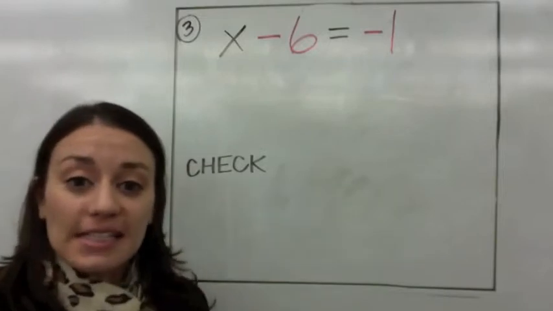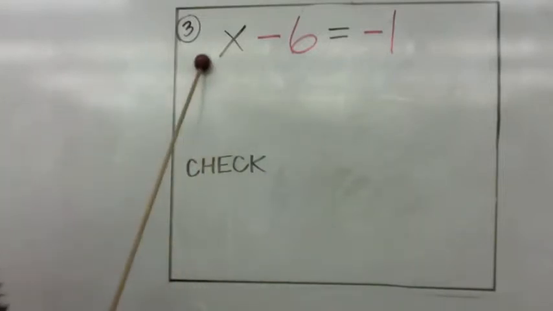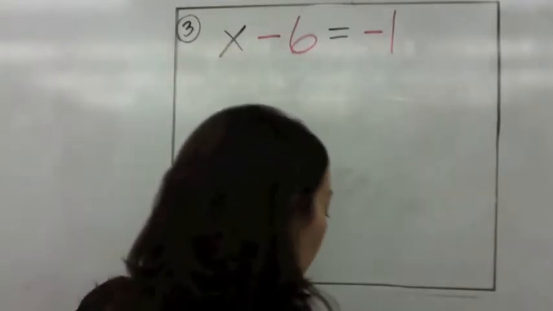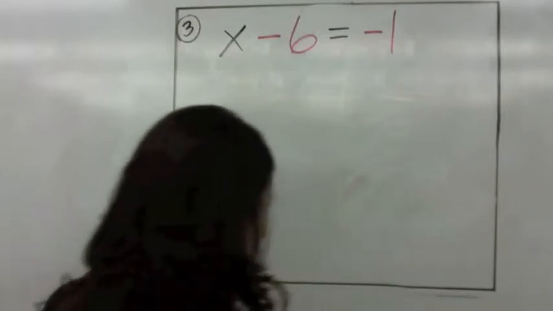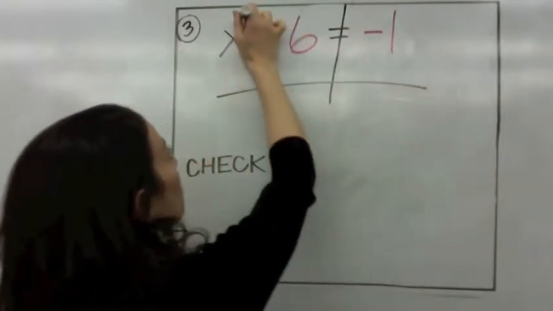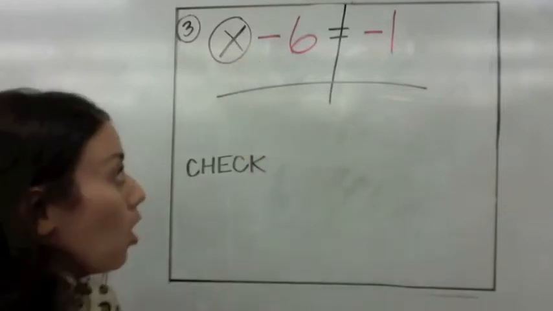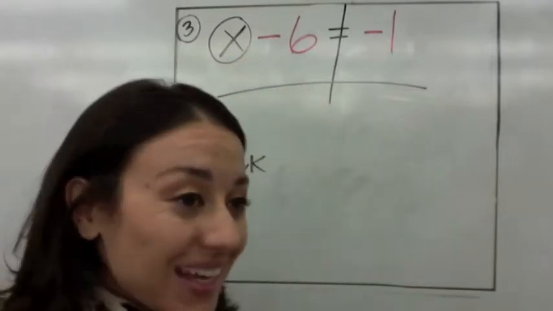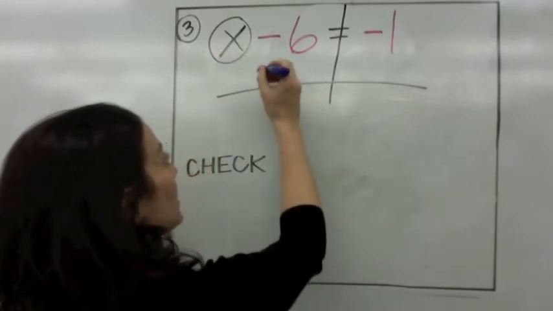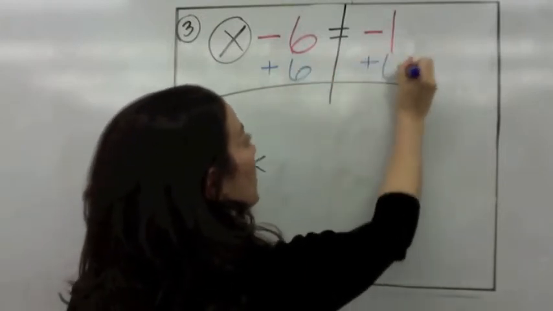Let's read our last example. Okay. The equation says, read it. X minus 6 equals negative 1. Okay, so let's solve this equation. Let's solve for x. First, we're going to make a t. And you know we're solving for what? We're solving for x, so you circle x. What is the opposite of negative 6? The opposite of negative 6 is positive 6. Very good. So you're going to add 6 to both sides here.